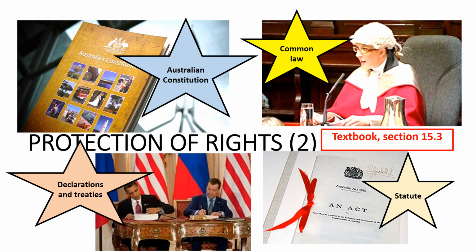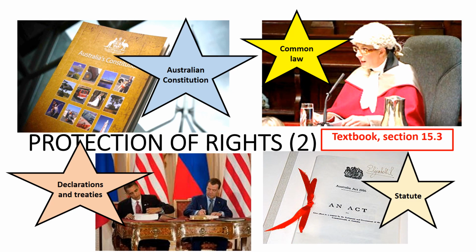This is the second video in our series of 4 videos looking at how rights are protected in Australia. As I've said in the previous video, there are 4 ways in which rights are protected in Australia: through statute, through the common law, under the Australian Constitution, and through international declarations and treaties. In this video, we are looking at how rights are protected in Australia through the common law.